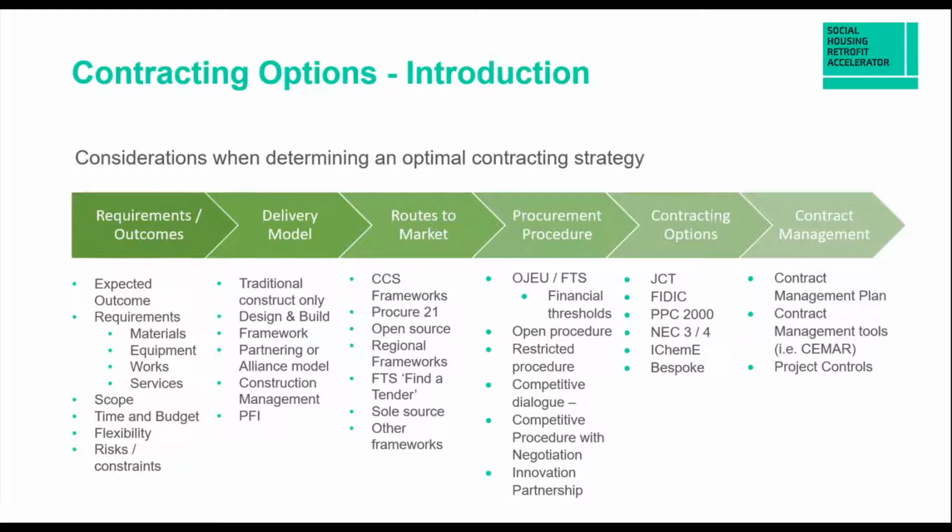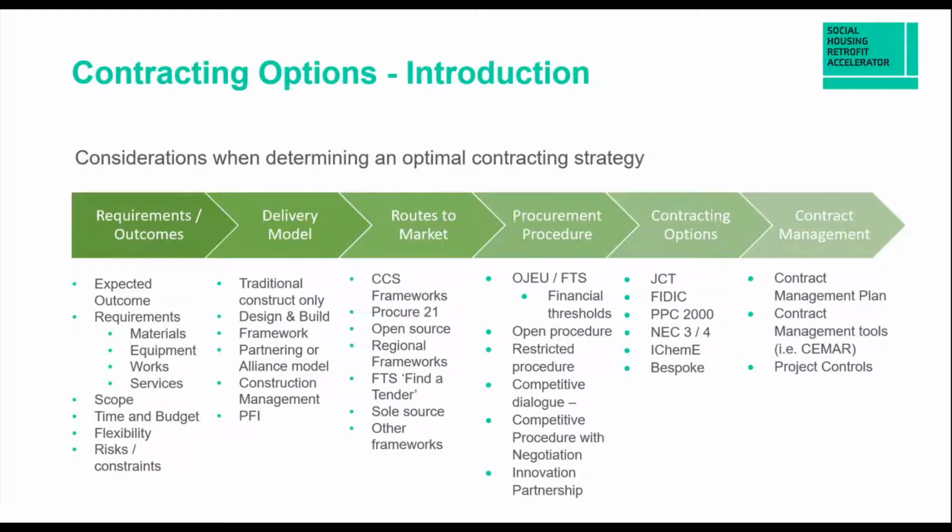Another key element is the scope, making sure we know exactly what it is that we're asking our suppliers to perform for us, and to what timescales and the budget. Flexibility is key in terms of understanding the amount of flexibility that we require in the way that we manage the suppliers. For instance, if we're looking for a high level of flexibility, we may not be wanting to use a lump sum type contract. The other element to look at is the risks and the constraints and our appetite for risk, or whether we're looking to transfer the risk across to the supply chain.